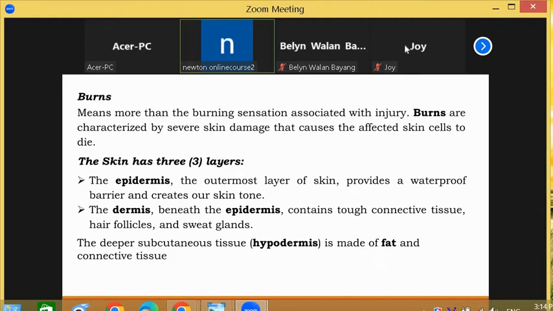So what will happen? In which area the burn happens, there is still skin cells there. So that skin cells started to die. Okay, so if it dies, it leads to black skin color. So that is called a burn.